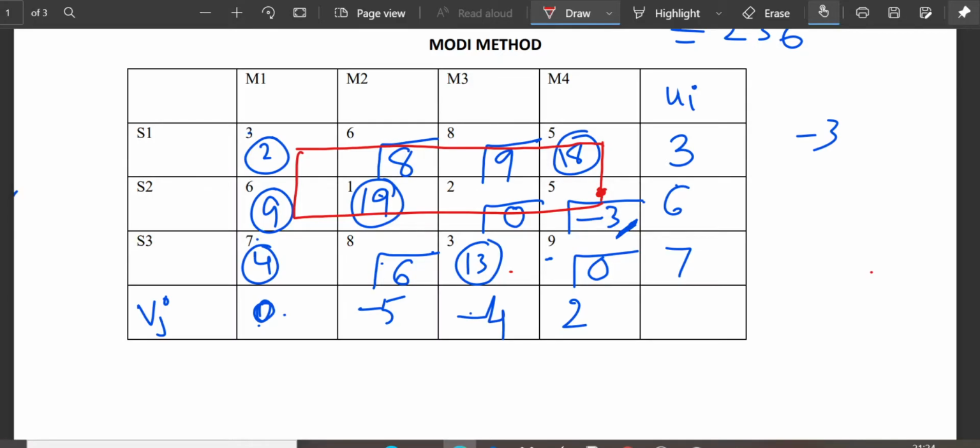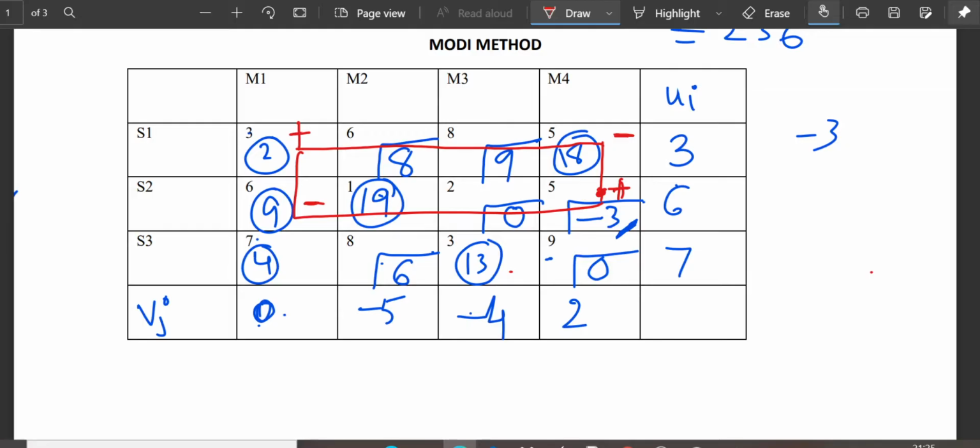After drawing the loop, you need to assign alternately plus and minus sign at the corners of the loop. See, starting with a plus sign from where you start drawing your loop. So I start drawing my loop from this cell. So I make plus here, then minus, because I am changing my direction at 18, so I assign minus here. Then I come to 2, so I will put plus here because I am again changing my direction at 2. Then come here at this 9 because I am again changing my direction here. I will not give sign to 19 because I have not changed my direction here.